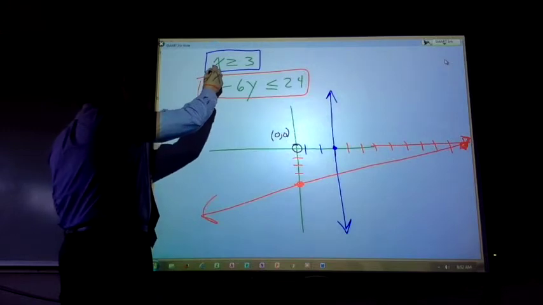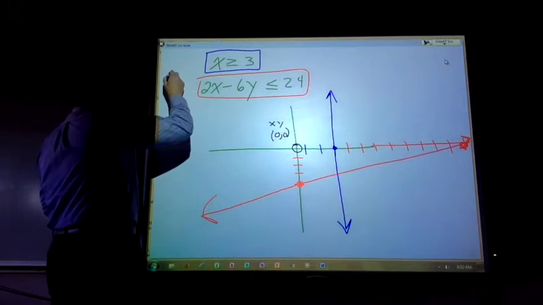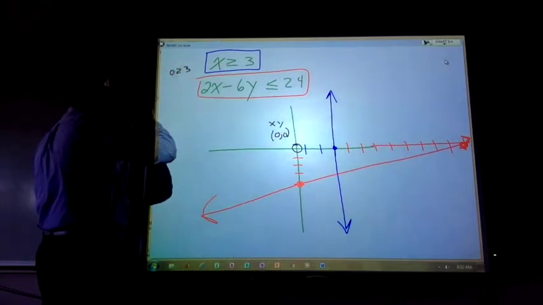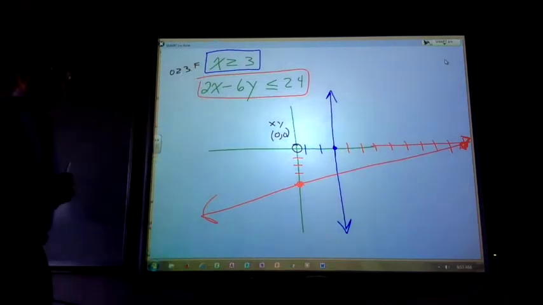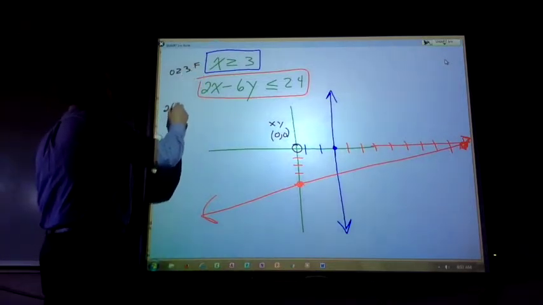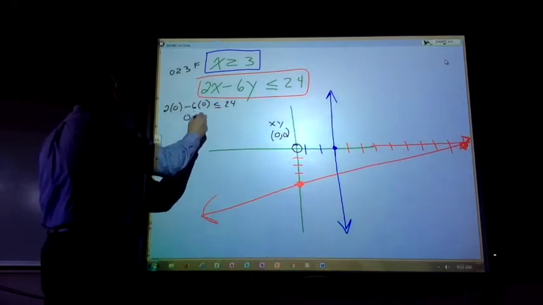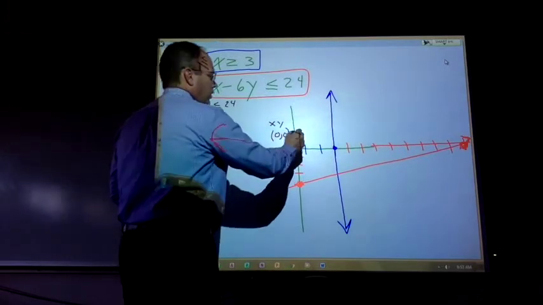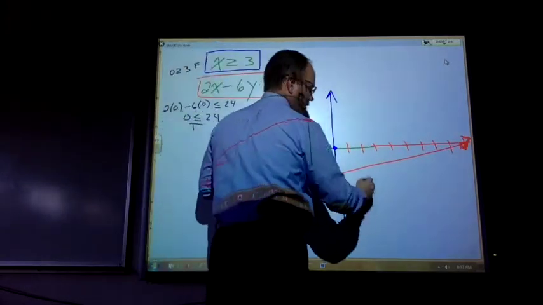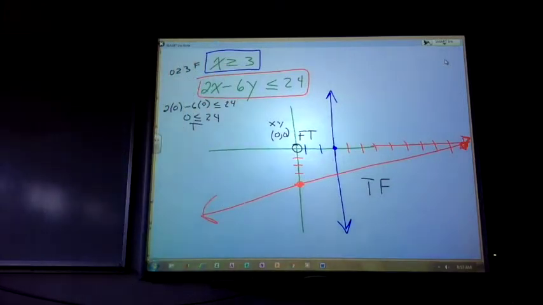So I just have an x, and that's an x and a y. So I'm going to use just the 0 on the x. Is 0 greater than or equal to 3? That's false. Let's see if the other one gives me another false. So 2 times 0 minus 6 times 0 is less than or equal to 24. So 0 is less than or equal to 24. That's true. So this region gave me false, true. That means this region down here gives me true, false. So that's not going to work for us.